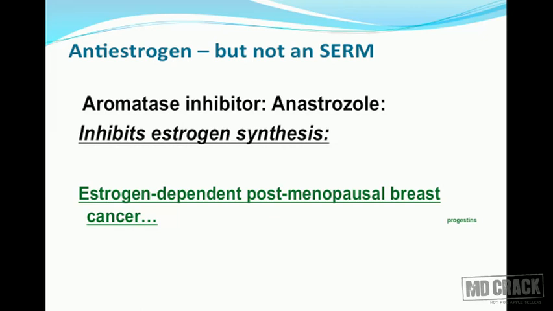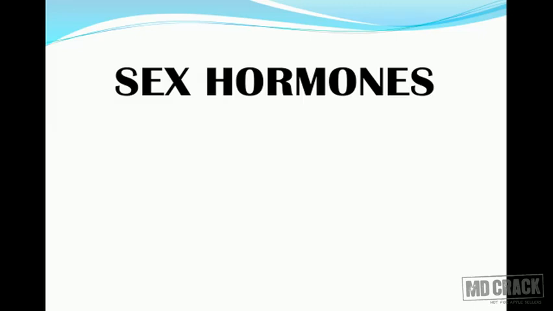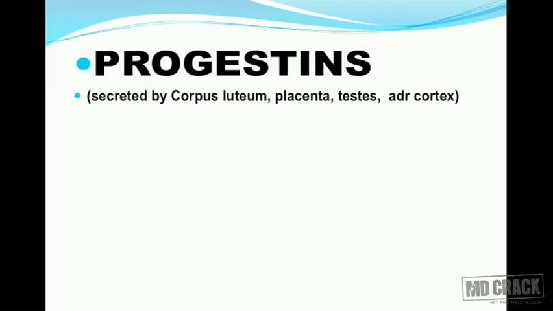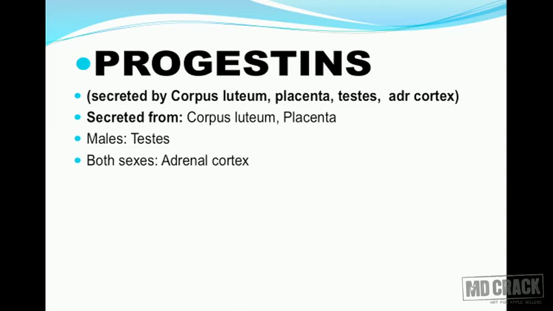Now we are going to discuss the progestins. Pro is standing for something. Gestation is pregnancy. So these are the hormones which are going to favor the pregnancy. So the next hormones are progestins. Progestins are secreted by the corpus luteum, by the placenta, also by the testes and the adrenal cortex. They are secreted from the corpus luteum and placenta, in males from the testes, and as we already said, in both sexes from the adrenal cortex.